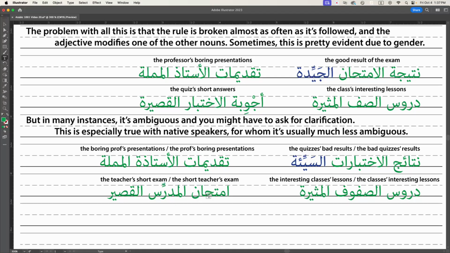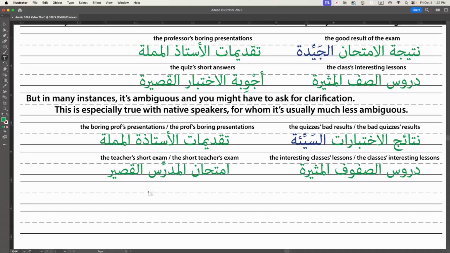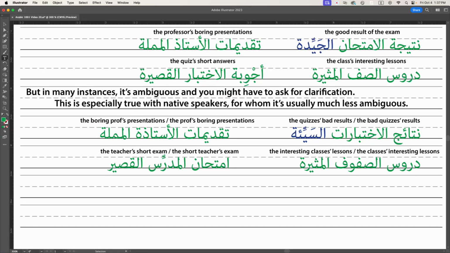Same thing over here. Imtihan al-mudarris al-qasir. Which one is short? Is it the teacher or the exam? The default is that it's the final word. The teacher is short. However, a native speaker might just as well mean that the exam is short. So my advice to you is really focus on vocabulary and putting together simple idafas. And if a native speaker throws one of these at you that's confusing, just ask them for clarification. They'll be perfectly willing to help you for the very most part, because you're out there trying to learn Arabic, and generally speaking, that will make them very happy.